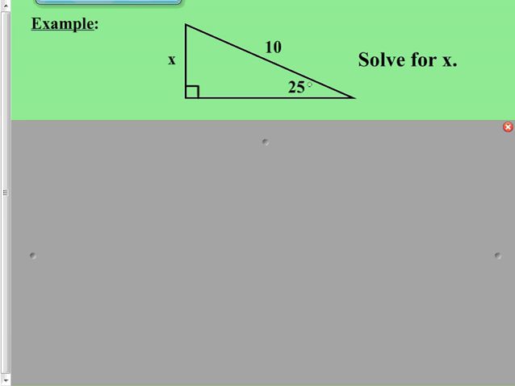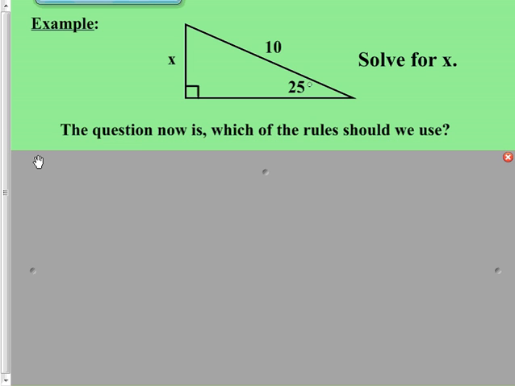Here we have a right triangle. That's important to note because once again, we never ever use sine, cosine, or tangent unless we are certain that we have a right triangle. So we do have a right triangle. We can see that we have some angle information, we have some side information, and we are missing a side, and we're supposed to solve for it. So let's have a look at what's going on in this triangle.